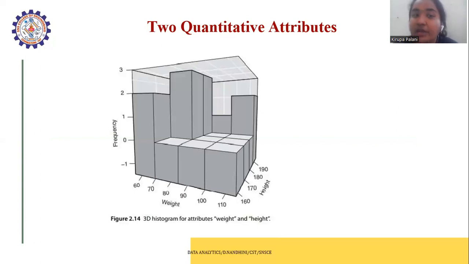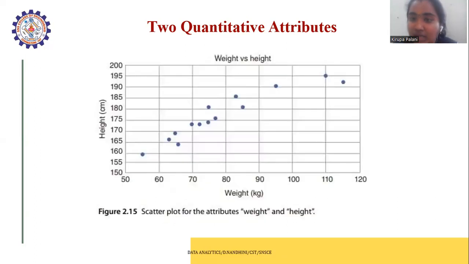One of these techniques is an extension of the histogram called a three-dimensional histogram. The two-dimensional attribute consists of a frequency, a weight and a height. A 3D histogram for the attributes weight and height is displayed in this image. Next, two quantitative attributes, weight versus height, height in centimeters, weight in kgs. Scatter plots for the attributes weight and height have been given, with heights of 150, 160, 170, 180, 190, 195, and 200, and weights of 50, 60, 70, 80, 90, 100, 110, 120 kgs increasing in tens. So the scatter plots are given here.